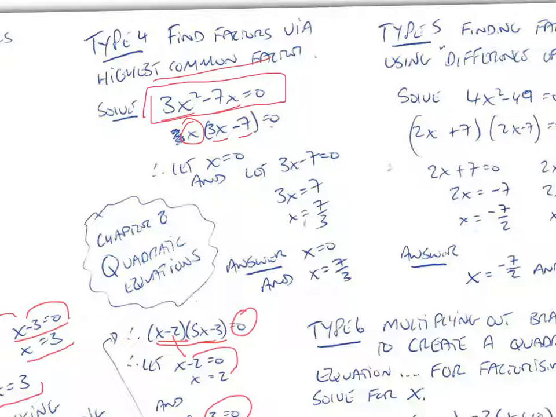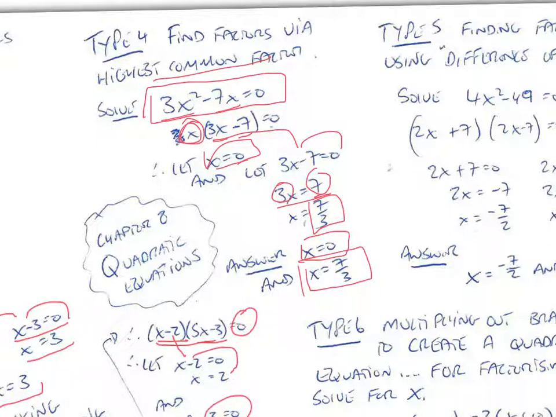So now, like the other example we met earlier, we have the two factors, but one of them is x. So we let x equal 0, that's done. And we let 3x minus 7 equal 0, so the 7 comes over the bridge, becomes plus 7, 3x equals 7, x must be equal to 7 over 3. So the answer is x equals 0, x equals 7 over 3.